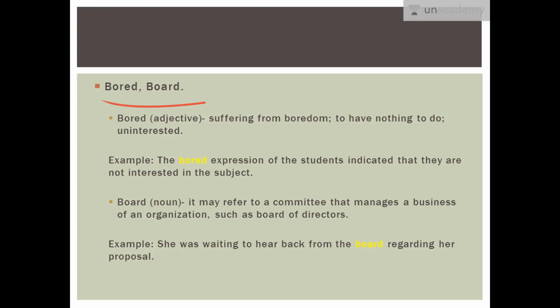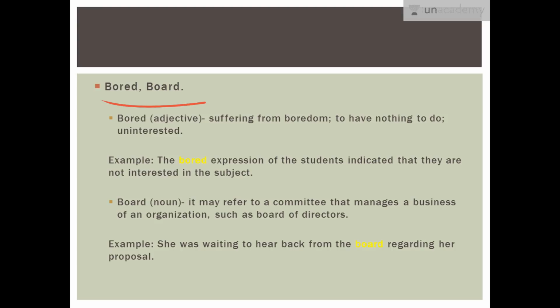So let's take an example. Now, the example that I've included here is the bored expression of the students indicated that they are not interested in the subject. Like I said in the meaning itself, it's the whole uninterestedness of a person. Like, I'm not interested, I'm bored. That's like how it goes.